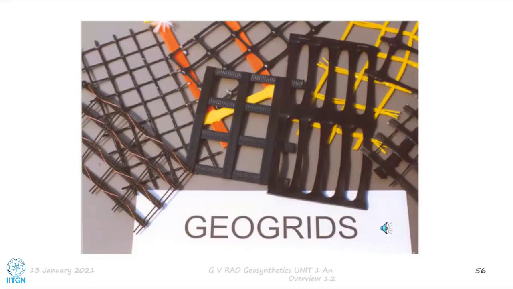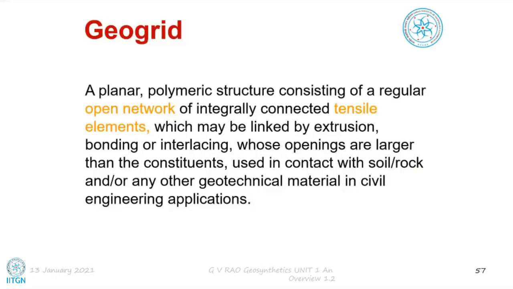So the next thing is geogrids, we said already. In geogrids, we find again there are a lot of materials. They all look very different, not necessarily by color, but by the way in which they look, obviously very different now. So geogrid is something which we call a planar polymeric structure consisting of a regular open network of integrally connected tensile elements, which may be linked by extrusion, bonding, or interlacing, whose openings are larger than the constituents, the rest of it is similar.